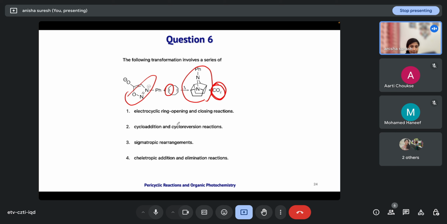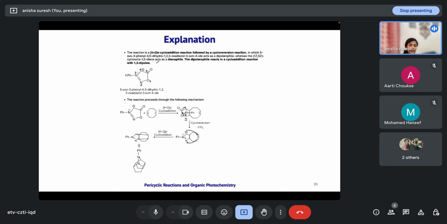So we will see the mechanism. Here a 4 pi 2 pi cycloaddition reaction will be taking place, followed by a cycloreversion reaction by removal of the CO2. This is the dipole and this cyclooctadiene is the dienophile or dipolarophile. We cannot say dienophile. Dienophile is in the case of Diels-Alder reaction. In the case of 1,3 dipolar cycloaddition reaction, it will be dipole and dipolarophile. Okay.